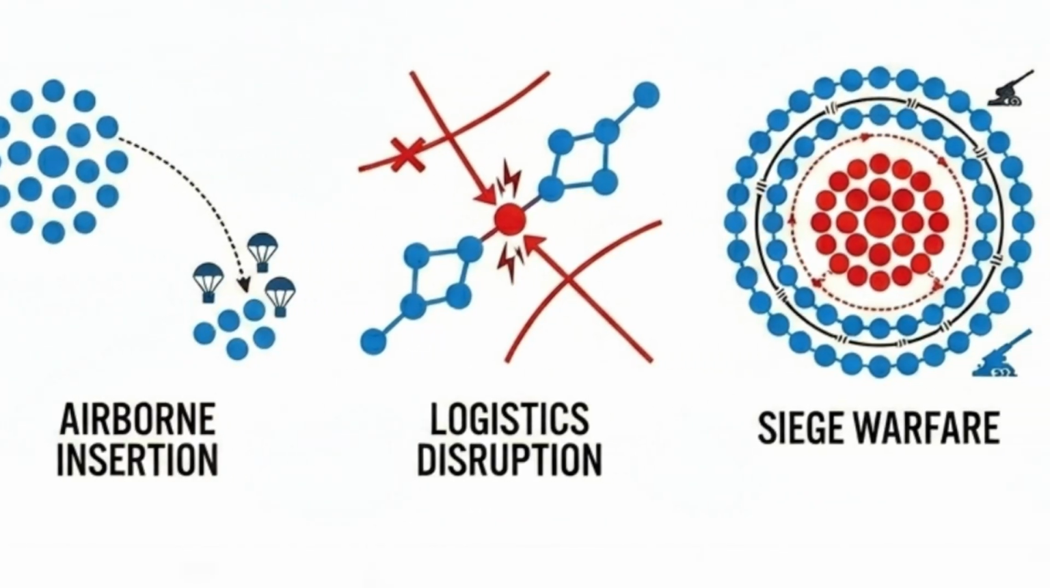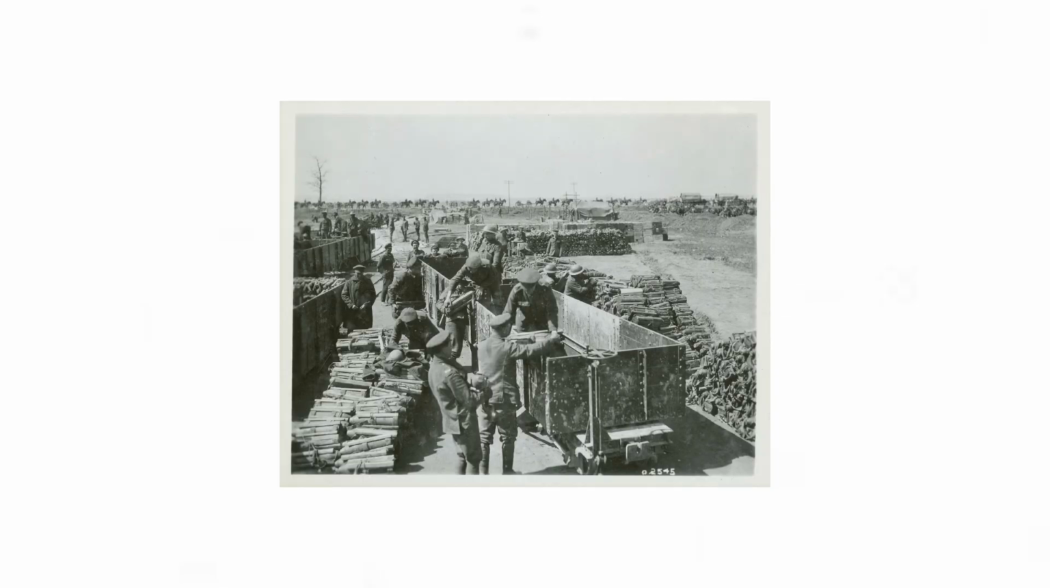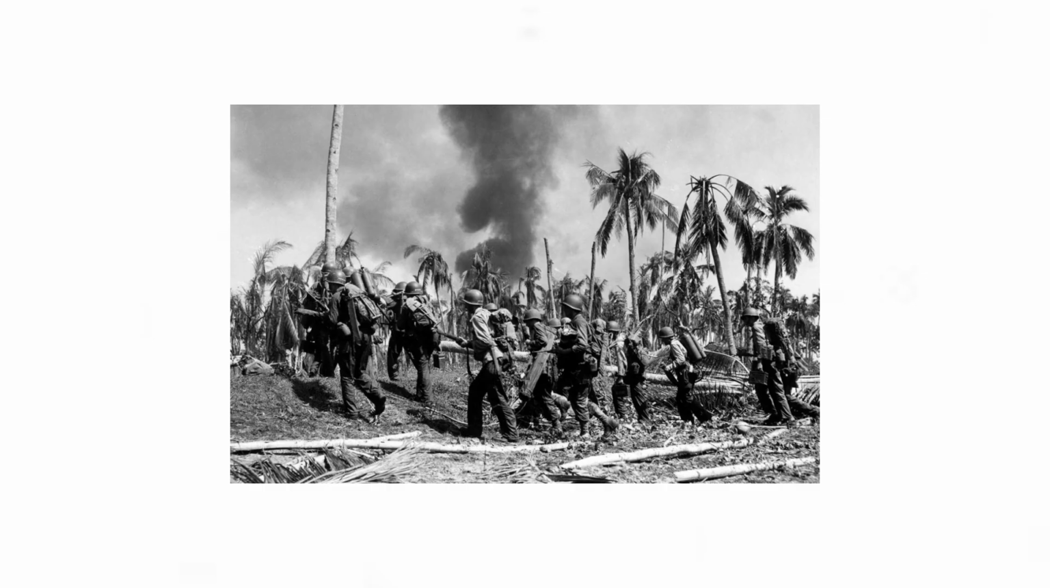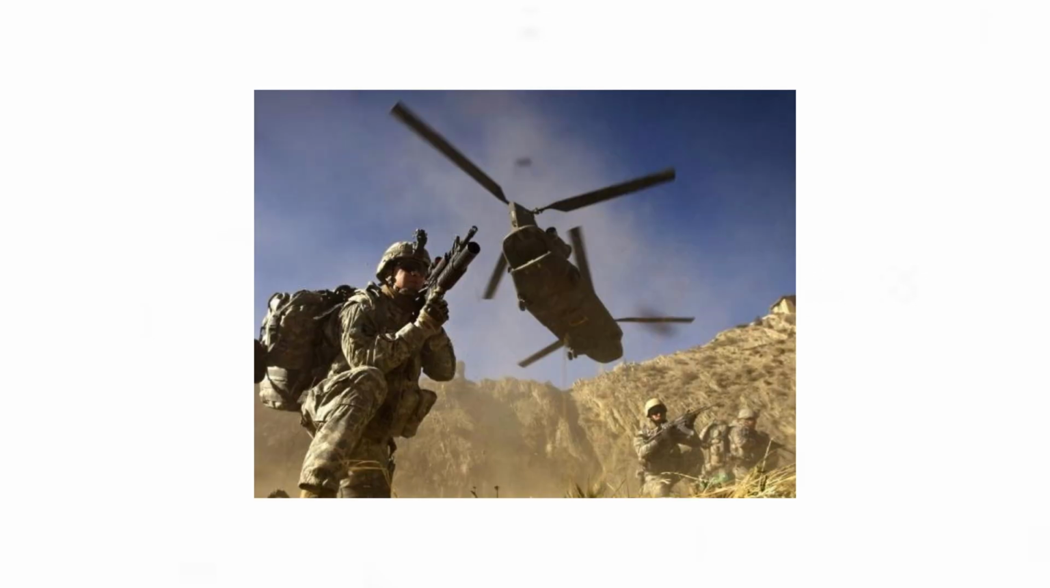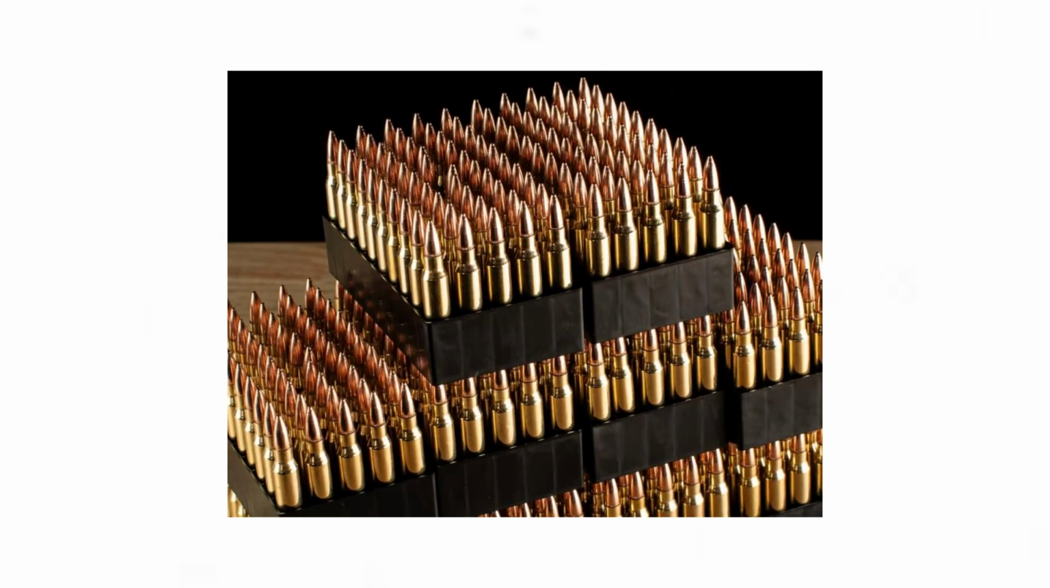Logistics disruption. Logistics disruption is a strategy focused on targeting the enemy's supply chains instead of frontline soldiers. By destroying transport routes, fuel supplies, or ammunition stockpiles, an army can weaken the enemy's ability to continue fighting. Many modern conflicts emphasize this approach because armies depend heavily on constant resupply.